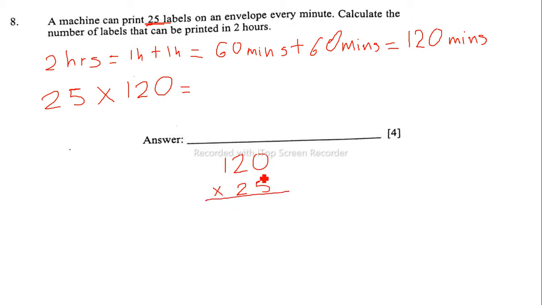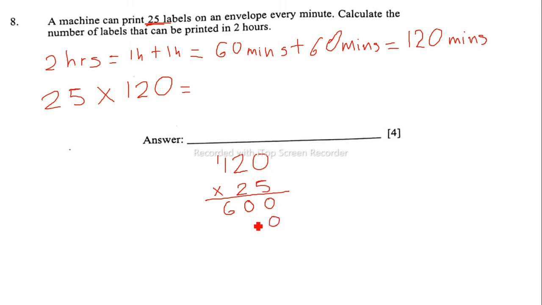5 times 0 is 0. Yeah. 5 times 2 is 10. Put the 0 down. Put the 1 up. 5 times 1 is 5, plus 1 is 6. You should put the 0 as a placeholder.